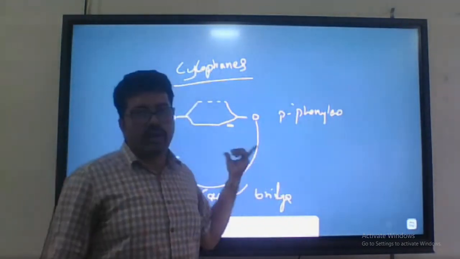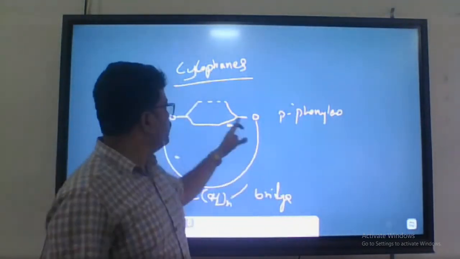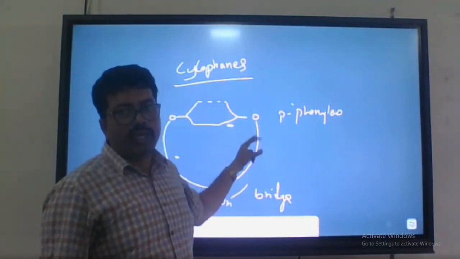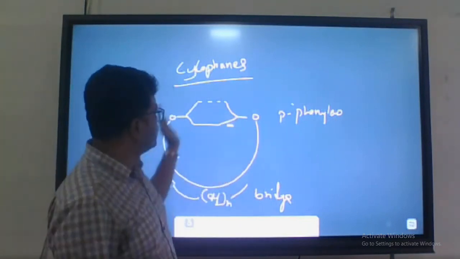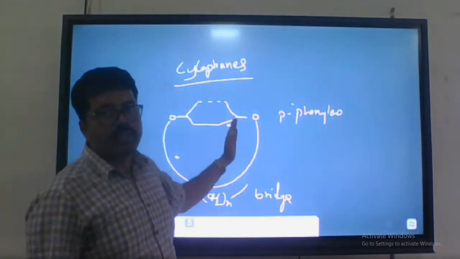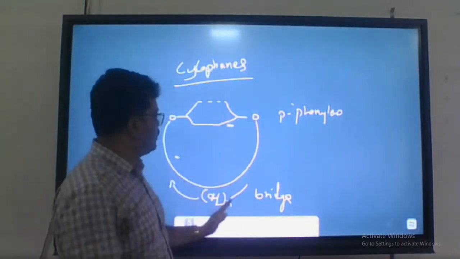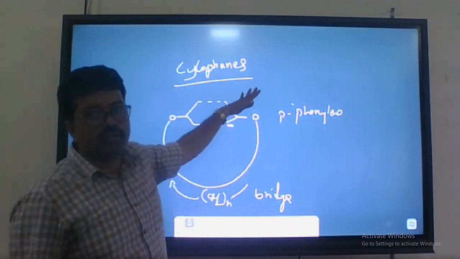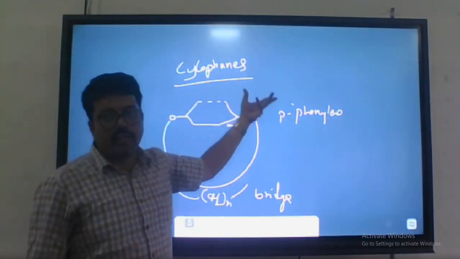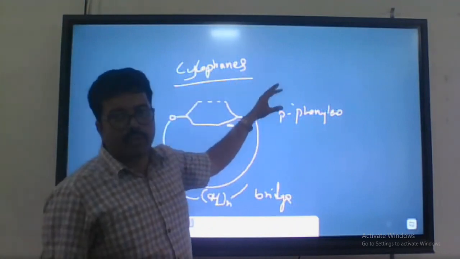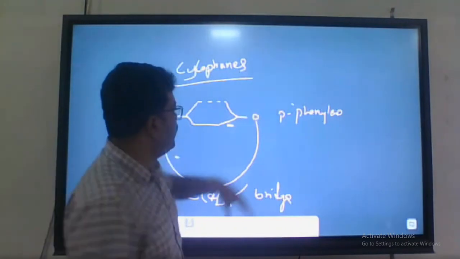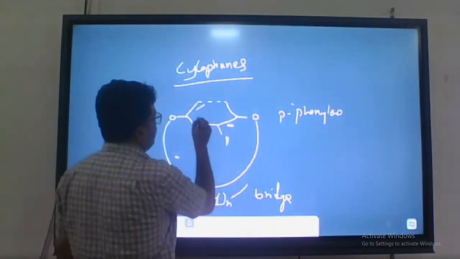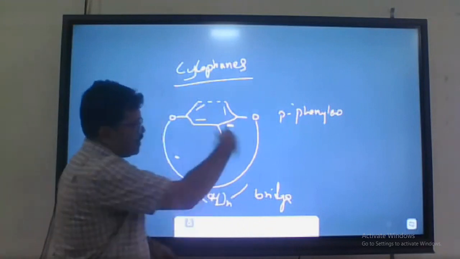The cyclophanes are compounds having two paraphenyl groups end face to face by a CH2N bridge. This is called cyclophanes. It has much more restricted rotation. Take this as R. So this is a cyclophane actually.